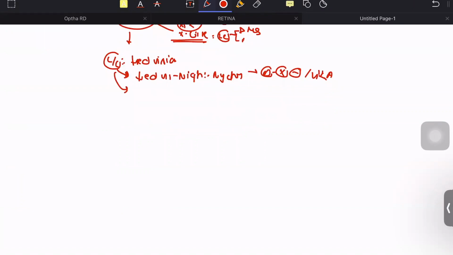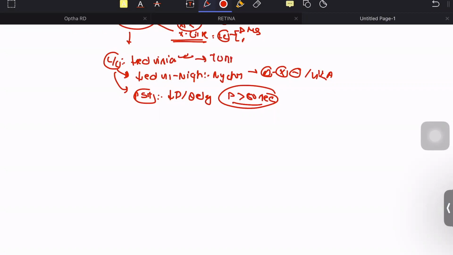And when you do photo stress test, you will find that they have delayed dark adaptation time, where the adaptation time is more than 50 seconds. So this will be found. So there is a patient who is complaining of decreased vision and is having tunnel vision or tubular vision. He's complaining of nyctalopia, and he's also having a delayed dark adaptation time.